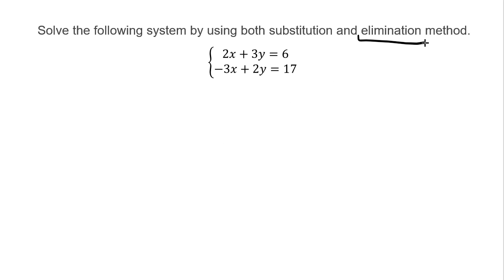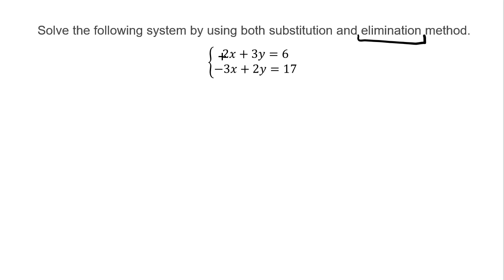The second one is called elimination method. And the idea for elimination is to match the coefficients. Sometimes you already have two numbers that match. In that case, that's great. You just add or subtract, then one of the variables disappears, and that's good. You can get the answer almost right away. Here, 2, 3, 3, 2, they don't match. In that case, you have to multiply by something.